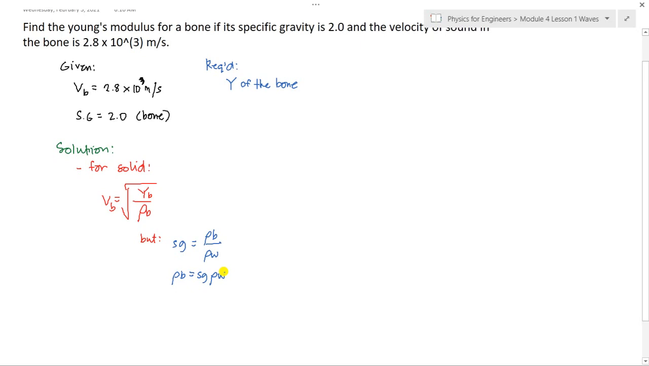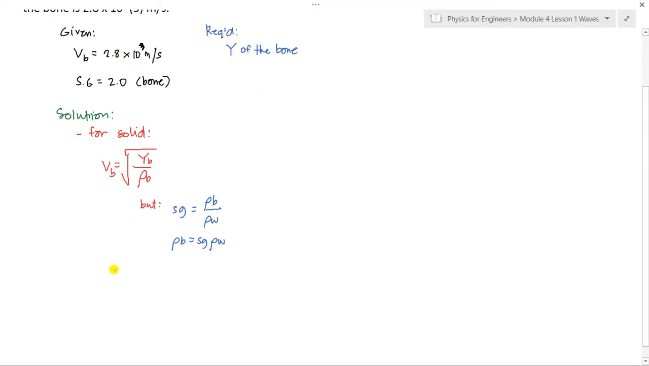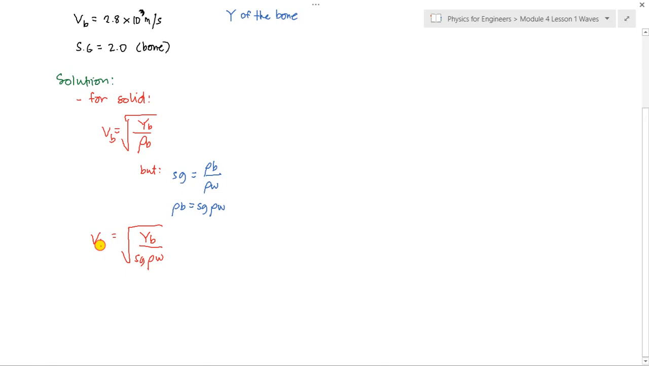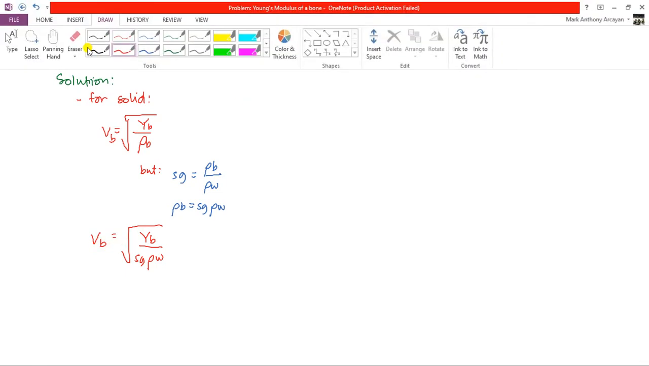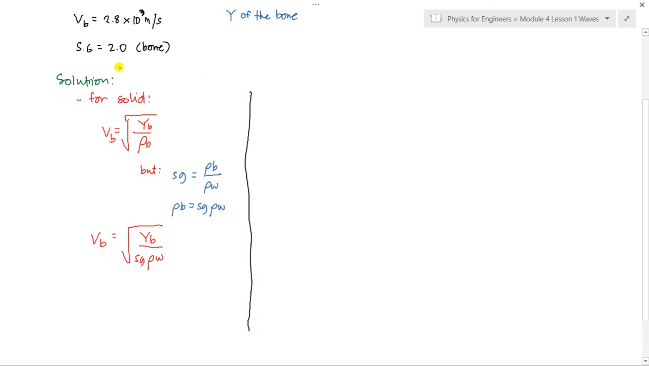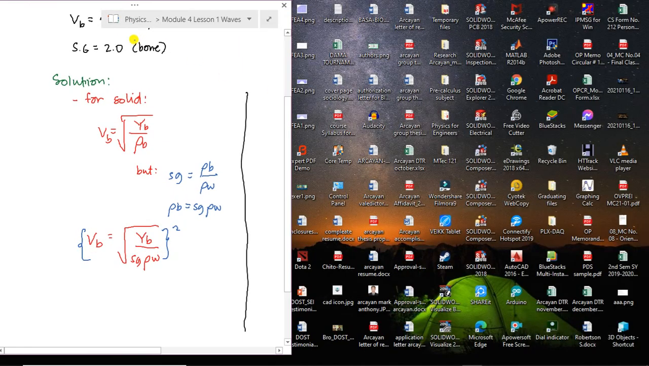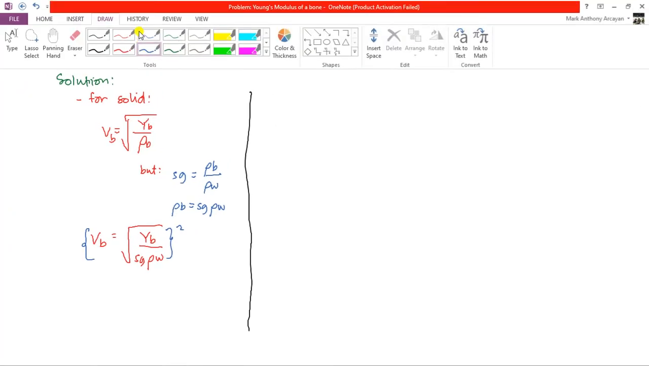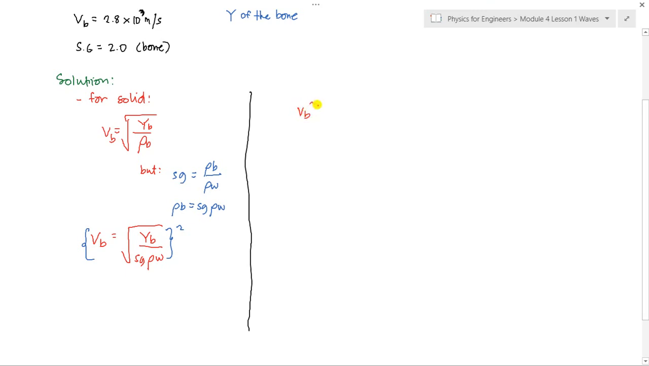So now let's plug that in. We now have the velocity of the bone equal to the square root of the Young's modulus all over Sg times the density of the water. Now, solving for YB, since YB is what we need to find, take the square root of both sides of the equation. We now have VB squared equal to YB all over Sg times the density of the water. Solving for YB, we have YB equal to Sg times the density of water times the velocity squared.